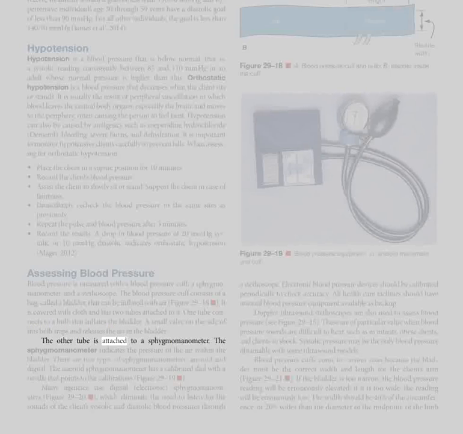The other tube is attached to a sphygmomanometer. The sphygmomanometer indicates the pressure of the air within the bladder. There are 2 types of sphygmomanometers, aneroid and digital. The aneroid sphygmomanometer has a calibrated dial, with a needle that points to the calibrations, figure 29-19. Many agencies use digital, electronic sphygmomanometers, figure 29-20, which eliminate the need to listen for the sounds of the client's systolic and diastolic blood pressures through a stethoscope.